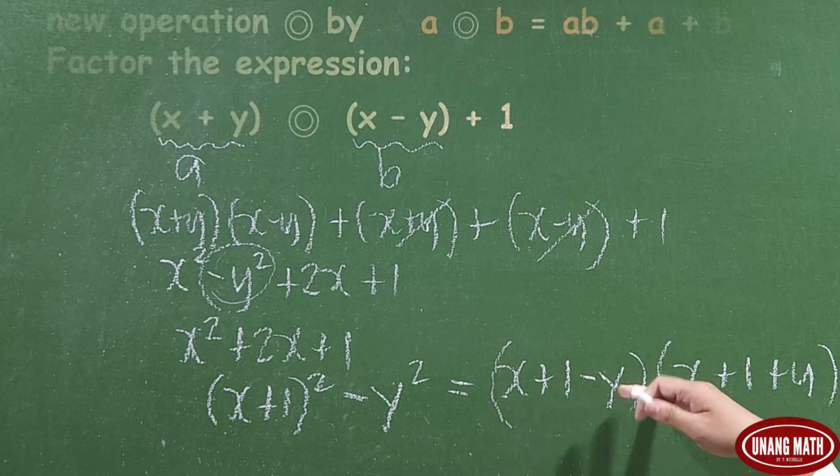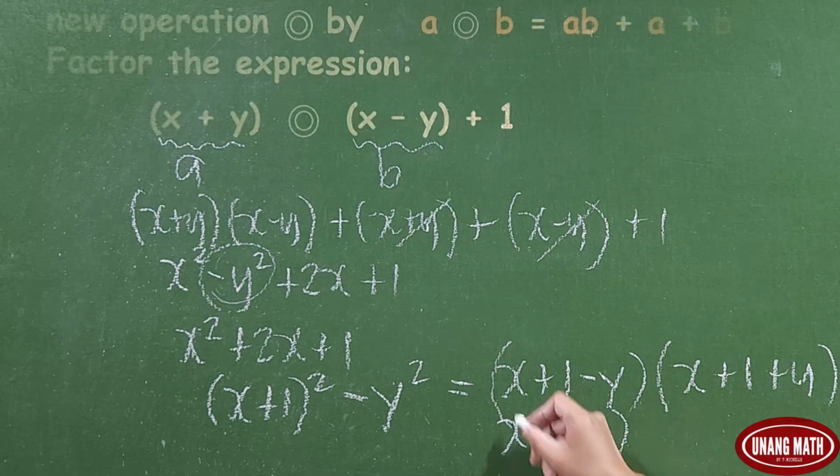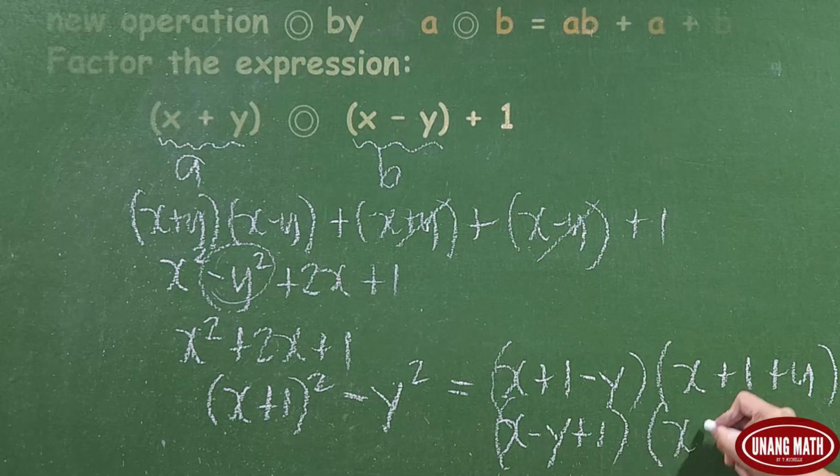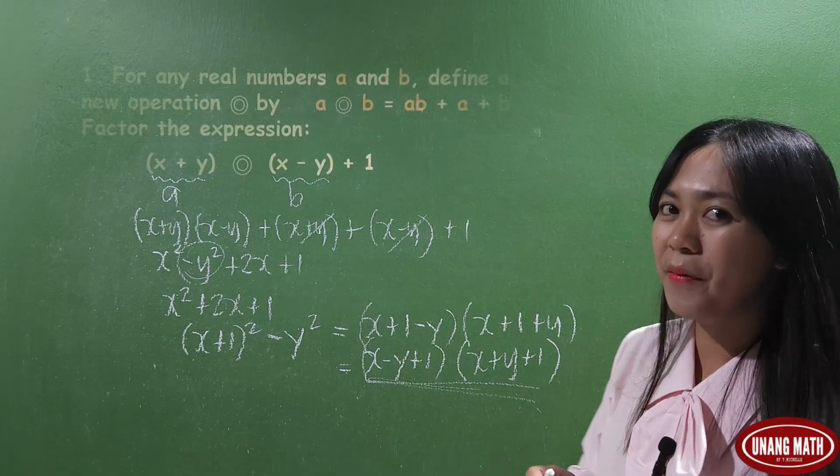Okay, let's just arrange the variables. We have here x minus y plus 1, okay, times x plus y plus 1. So this is our answer.